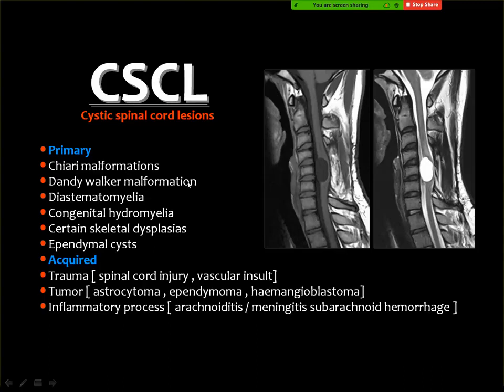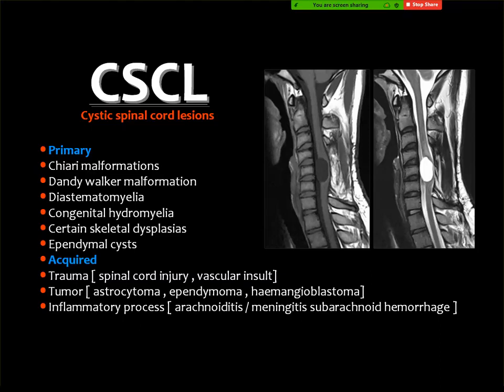The primary cysts, which represent dilatation of the central spinal canal, are seen in the Chiari malformation, then the Dandy-Walker, diastematomyelia, congenital hydromyelia, certain skeletal dysplasias, and ependymal cysts. The acquired cysts are either post-traumatic or secondary to tumor like astrocytoma, ependymoma, hemangioblastoma, or inflammatory like arachnoiditis or meningitis, or secondary to subarachnoid hemorrhage.